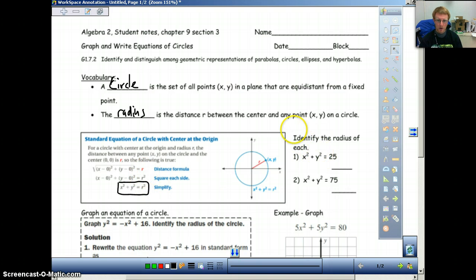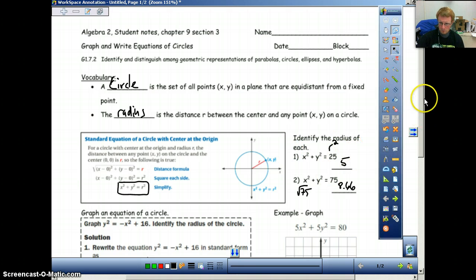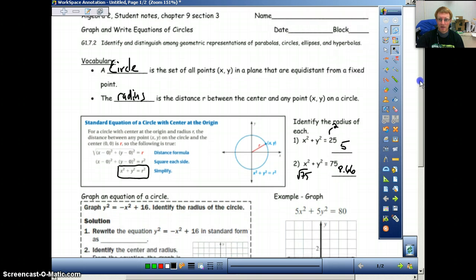So real quickly, we can go right through this. It says identify the radius of each. X squared plus y squared equals 25. The radius is not 25. Remember, this portion is the radius squared. So therefore, it's the square root of whatever is over here. So in this case, it will be 5. And then here, we have 75. Well, if we don't know what the square root is, then we're going to put it into a calculator and get a decimal, or we can reduce the radical. Either one will be right, and I will be okay with it. So here, it's the square root of 75. If you put that into a calculator, you get 8.66. Okay, so the radius of this circle right here would be 8.66. The radius of this circle right here would be 5. So that's pretty easy about identifying what the radius will be.